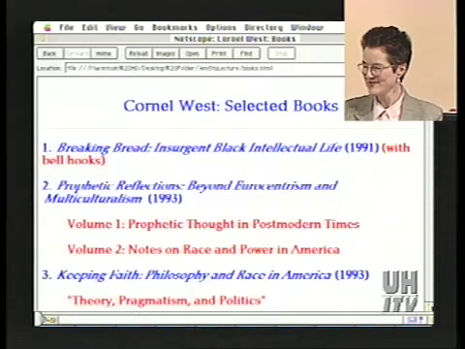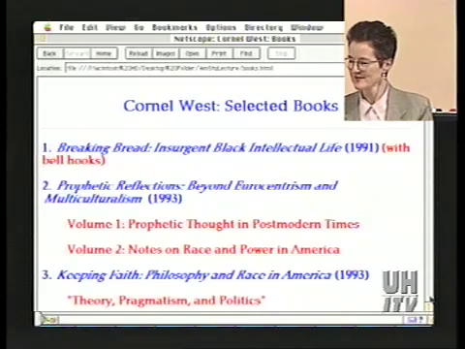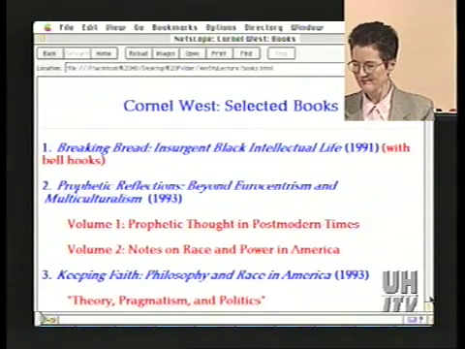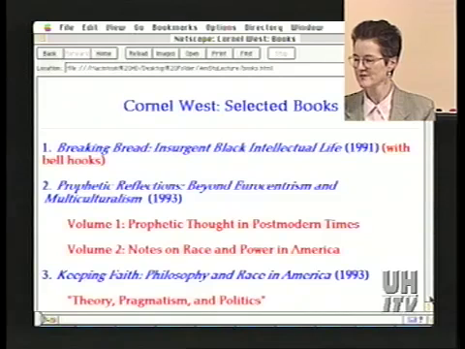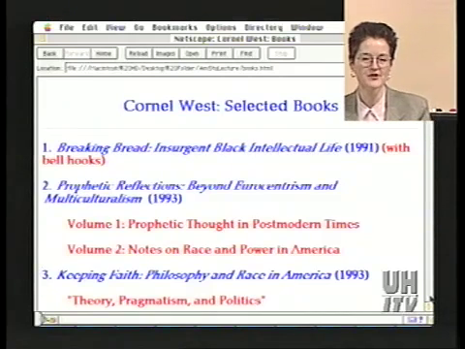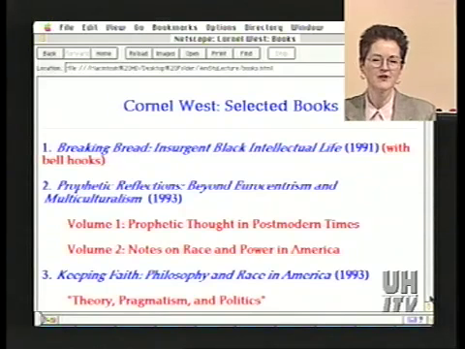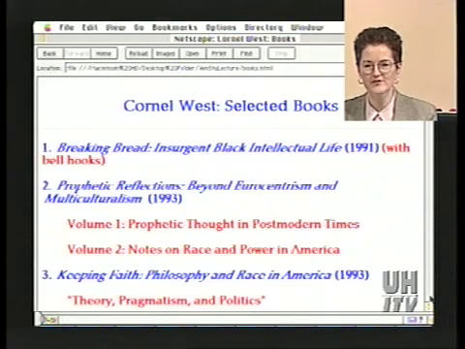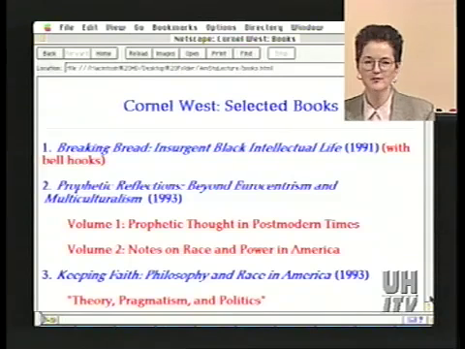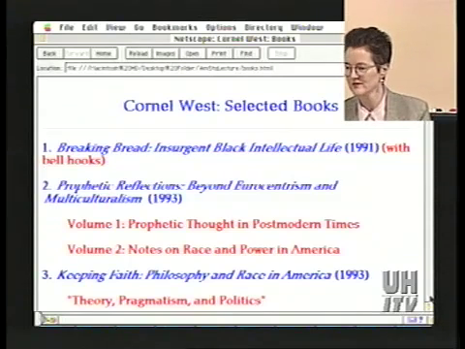But here are some of his other books, and I do have these books with me, so I may just show one of them in a minute here as well. Breaking Bread is one that I would recommend because in this book he has a kind of friendly, somewhat informal conversation with the African-American female intellectual and feminist Bell Hooks.